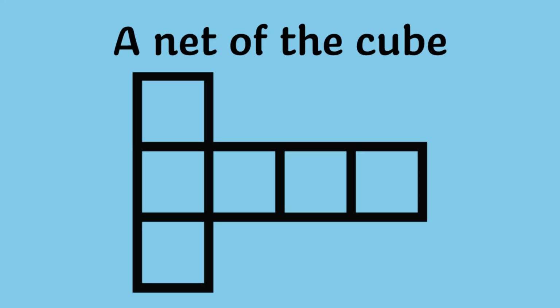There are many ways to draw a net for a 3D object, and this is only one of the many ways you can draw a net for a cube. Can you think of any other ways to draw the net of a cube? Maybe you should try some other ways after the video.